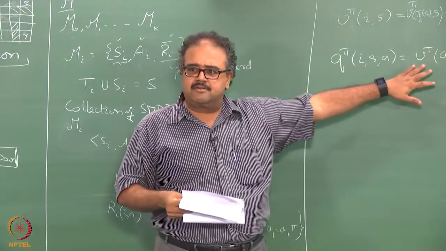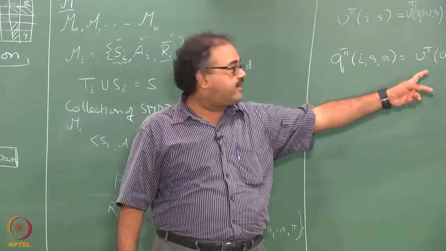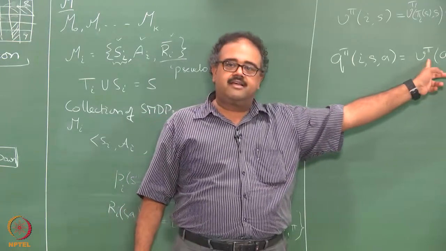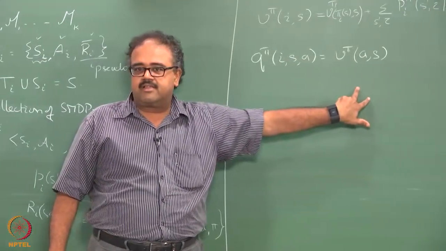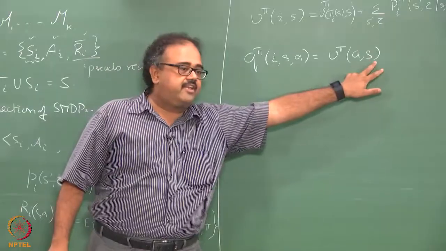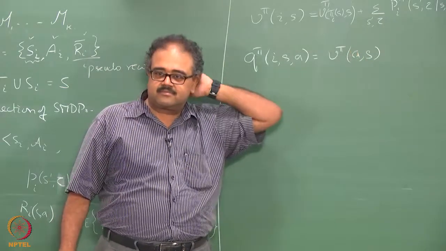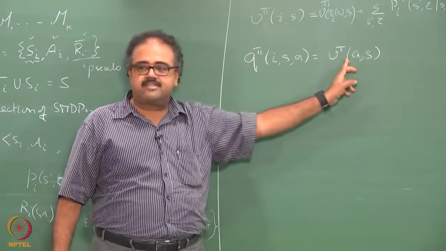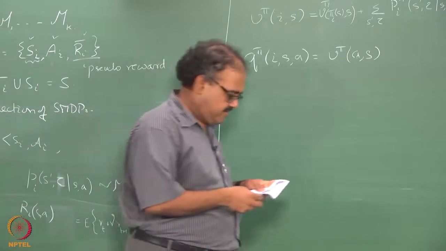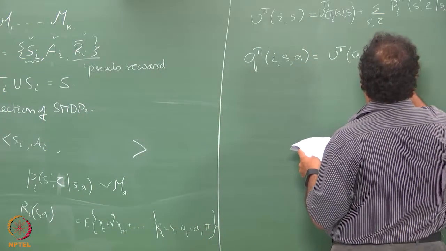Do not get confused. Now I have flipped a and s, this is why I said I do not like this notation. If I had written a here, it would have been very clear. So here you have s a, here it is a s, and that essentially means it is the value of state s in subtask a. Just like this is the value of state s in subtask I, this is the value of state s in subtask A. And then what else do you have? It essentially has the same thing.